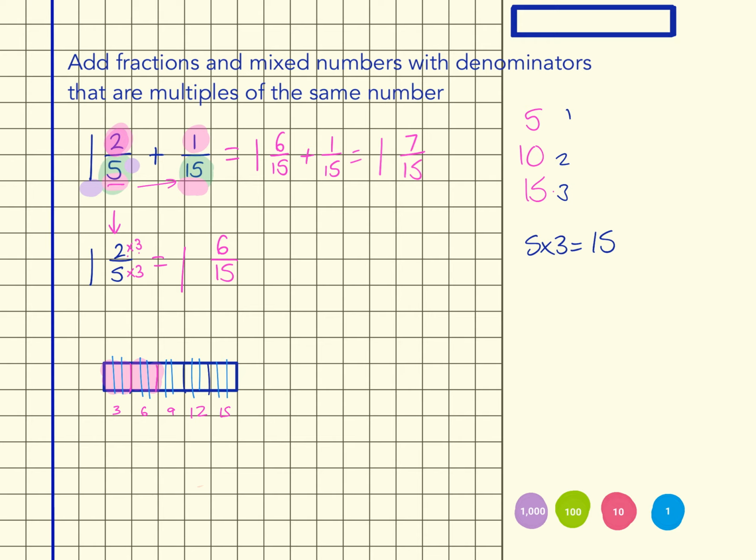That then shows us that we now have, look, 1, 2, 3, 4, 5, 6. So 6, that's the 6 here, over the 15 parts as a whole. So that's how we ended up with this fraction here.